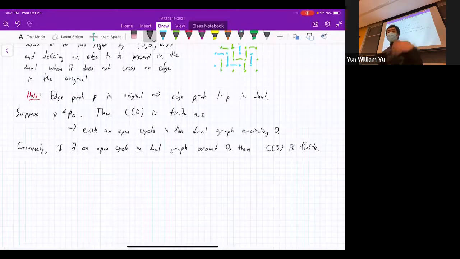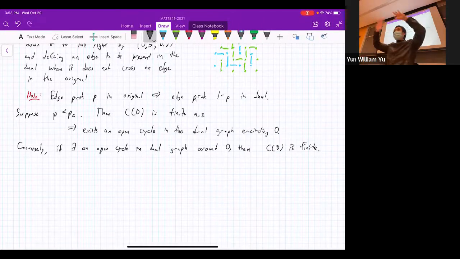So all we have to do is show the existence of an open cycle around 0 to prove that theta P is equal to 0. Now we've turned this probabilistic question into one that's really geometric. All you have to do is show the existence of some path with a high probability, and then you're done.